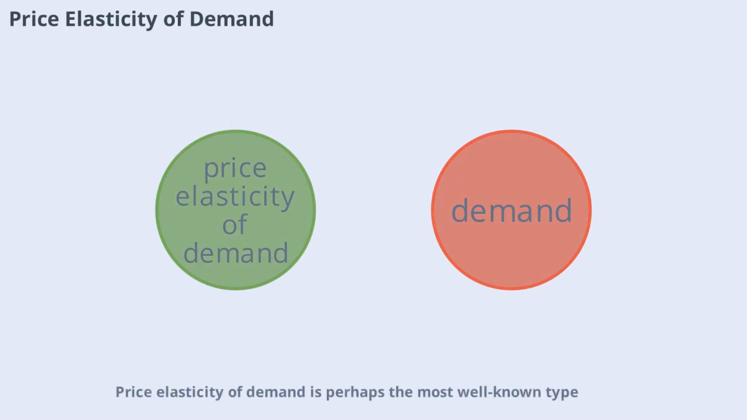Price elasticity of demand is perhaps the most well-known type. It measures how much the quantity demanded of a good changes in response to a change in its price. If a small price increase causes a big drop in demand, the product is considered elastic. On the other hand, if demand hardly changes, it's inelastic. This concept is vital for businesses setting prices and for governments considering taxes or subsidies.